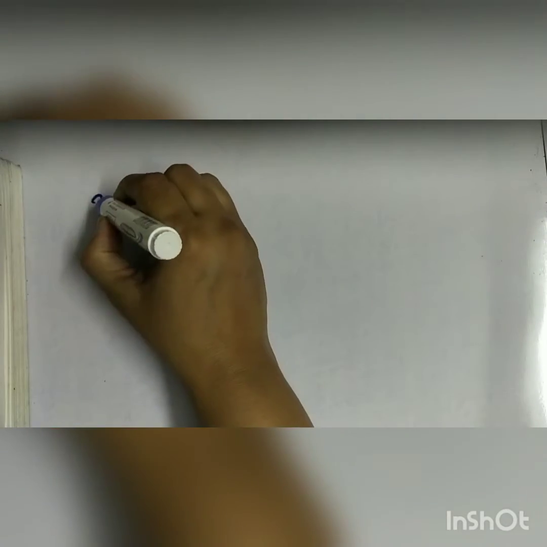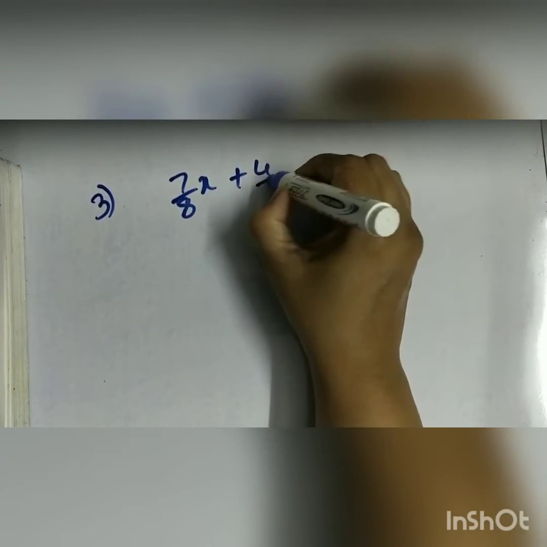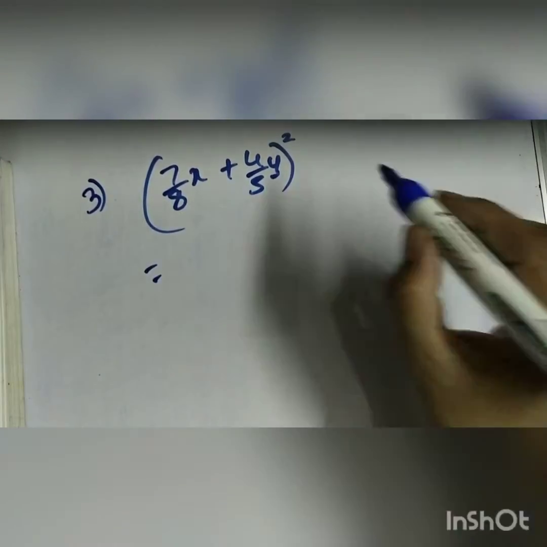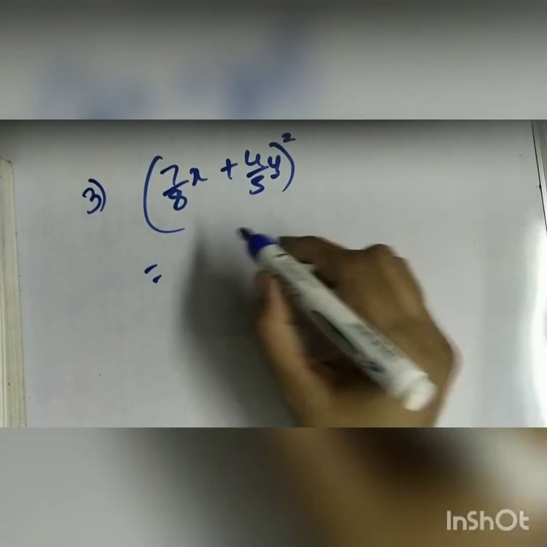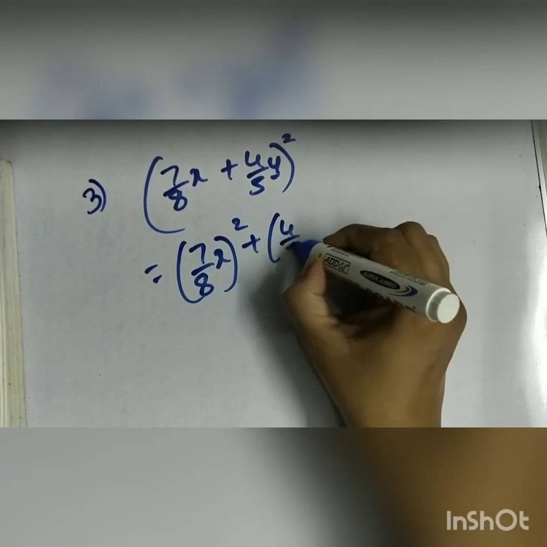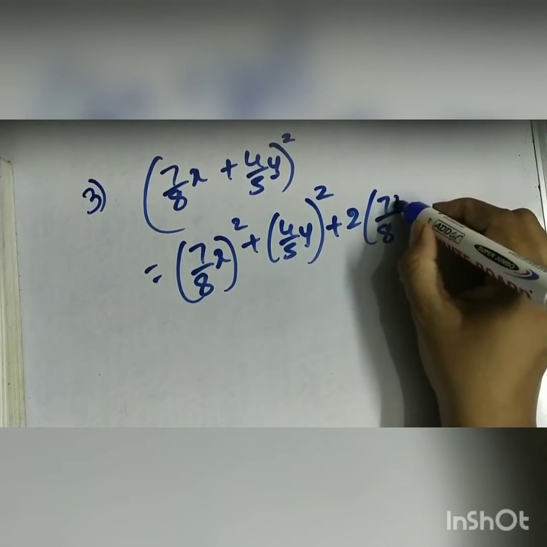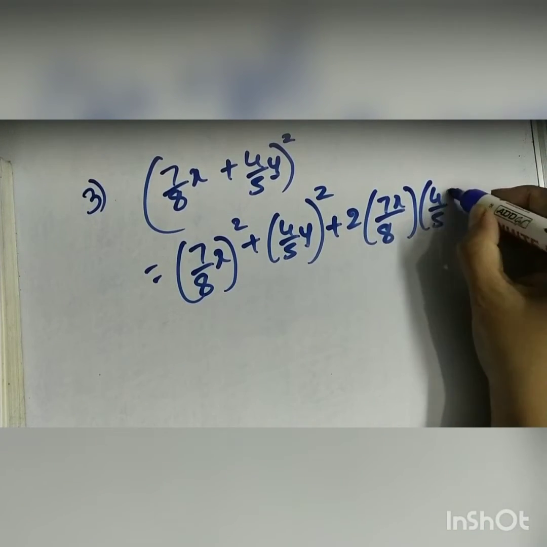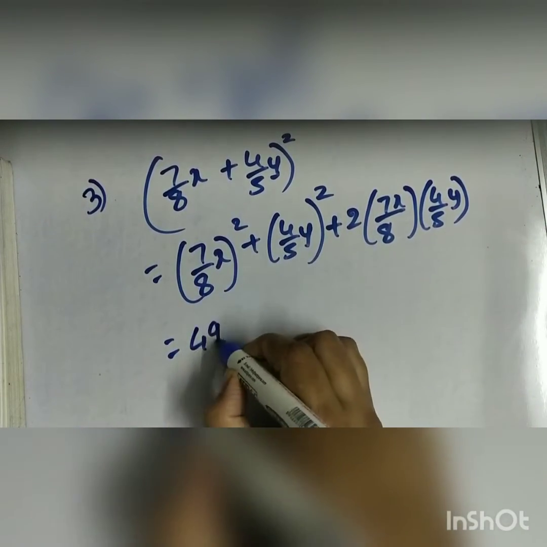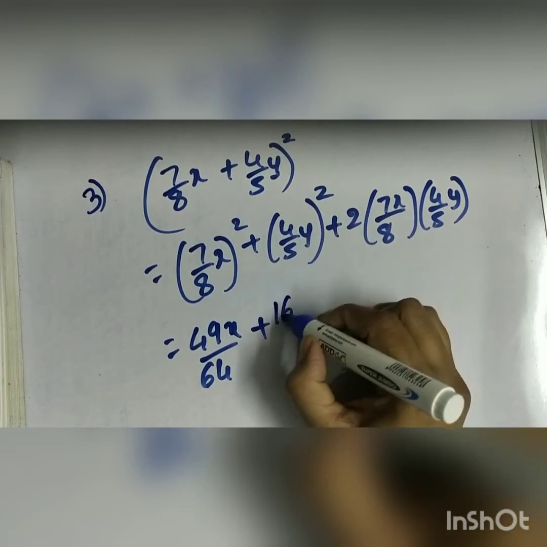Let's do the third one. We have (7 upon 8x plus 4 upon 5y) whole square. We are going to apply this identity (a plus b) whole square, isn't it? 7 by 8x whole square plus 4 by 5y whole square plus 2 times 7 by 8x into 4 by 5y, isn't it? So here 7 square is 49x, 8 square is 64 plus 4 square is 16y.